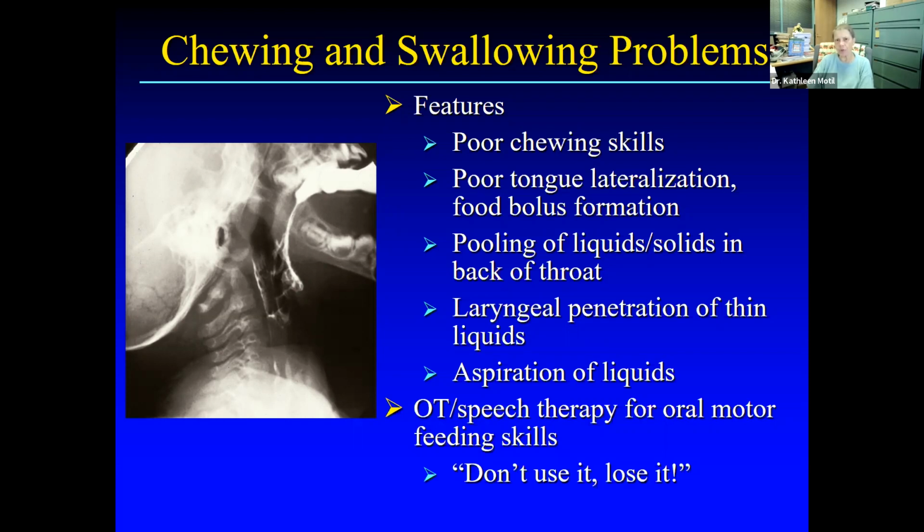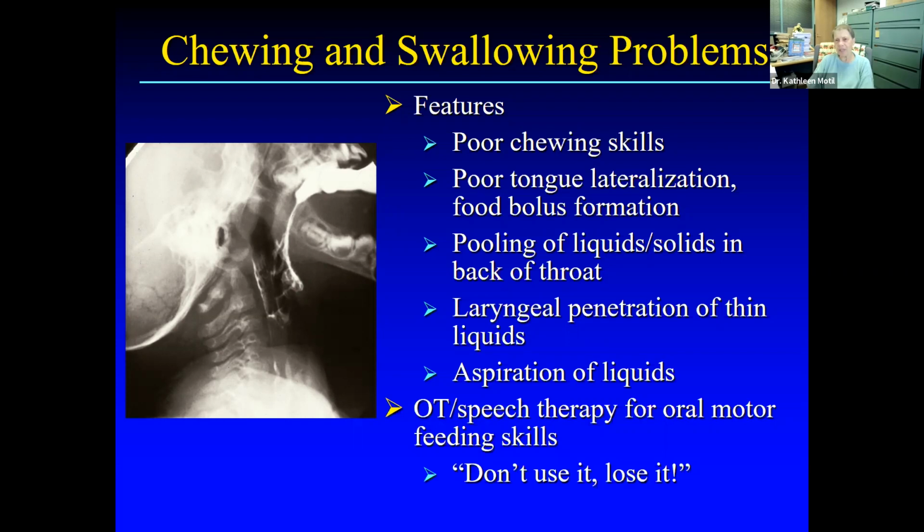First of all, we want to know if the children can chew. Do they have good jaw movement that goes up and down, particularly when they're eating things like a cookie? We want to know what happens to the tongue. Does it move sideways? Does it move food from the front to the back of the mouth? Many times the tongue is really ineffective in motion.